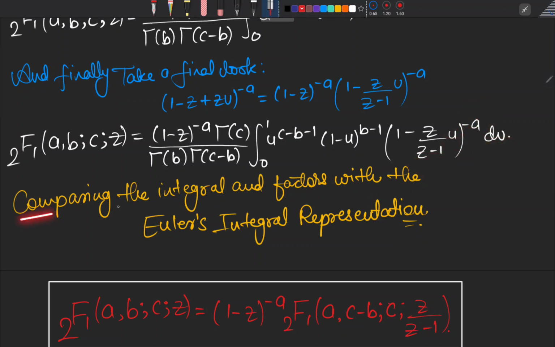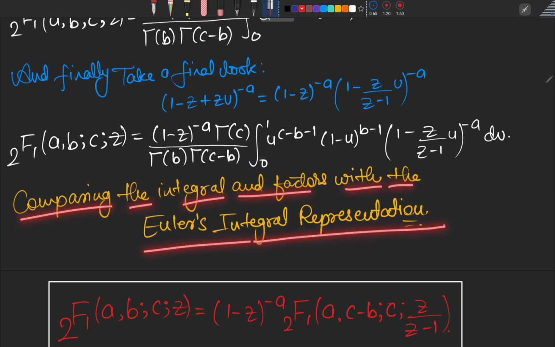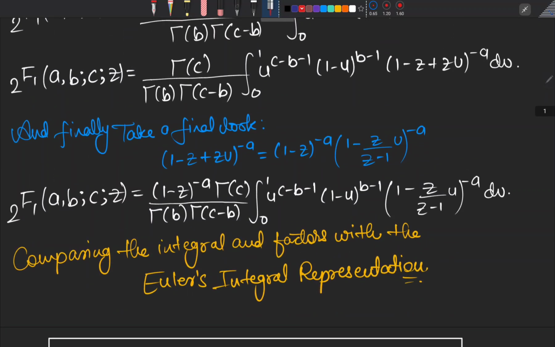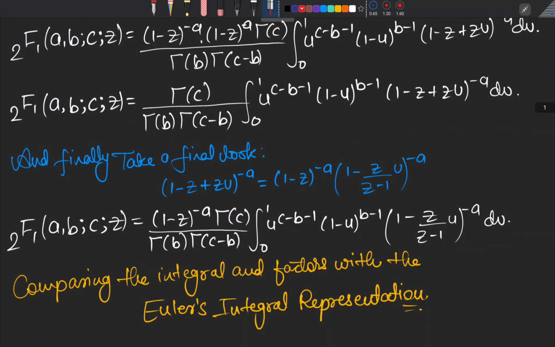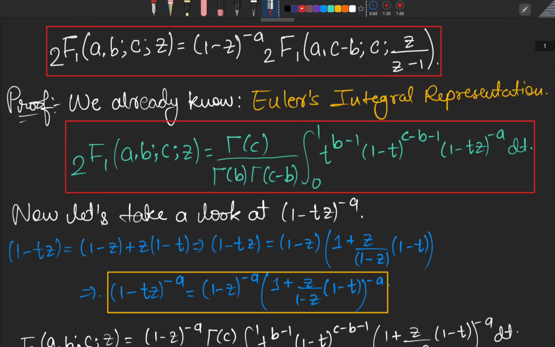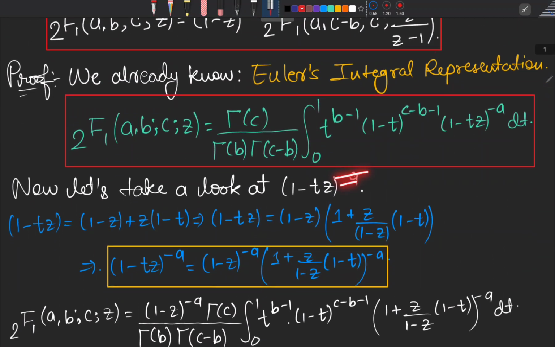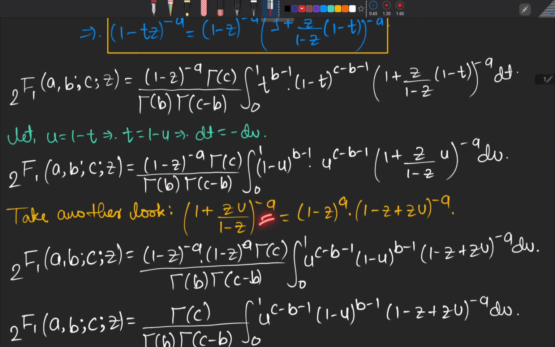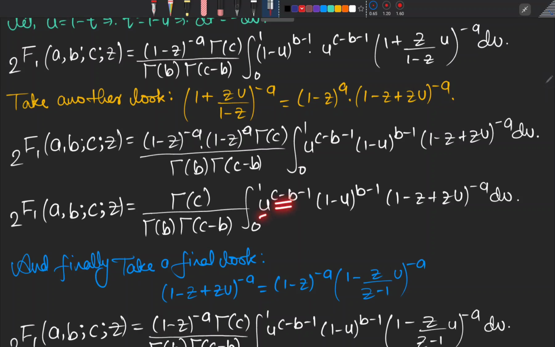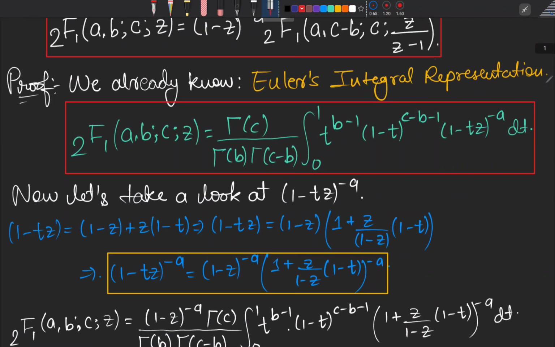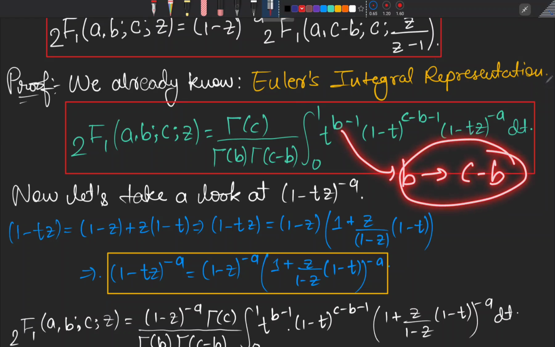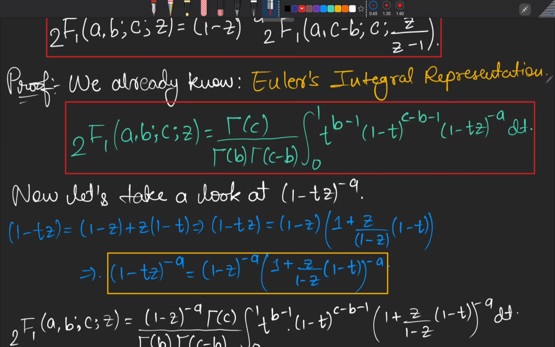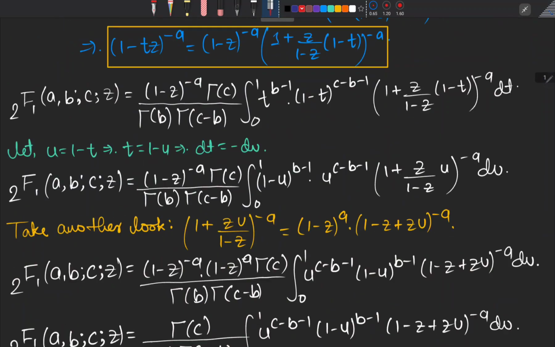Okay, and now comparing the integral and factors with the Euler's integral representation. So let me just compare it for you. So we have this integral, this was the Euler's integral representation, right? Our u is being raised to c minus b minus 1. So now we can just say that b is being replaced with c minus b, obviously. And here we have (1 minus t) raised to c minus b minus 1.